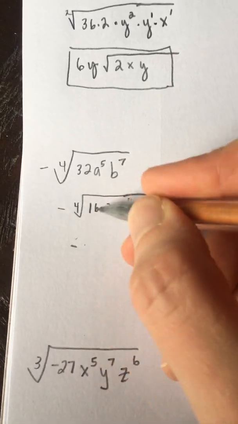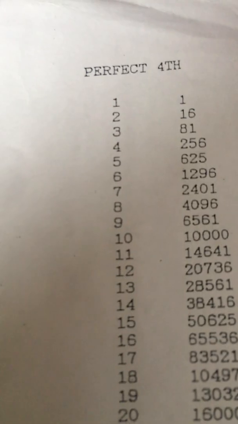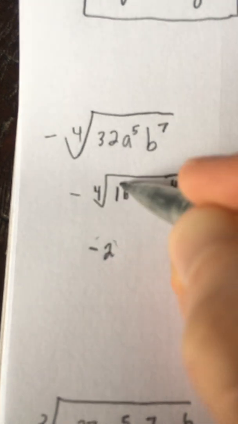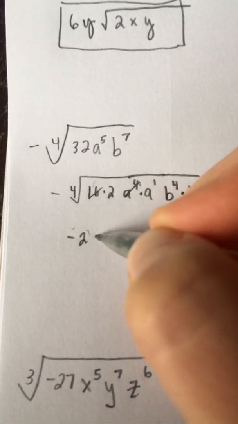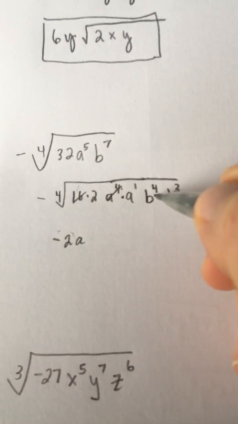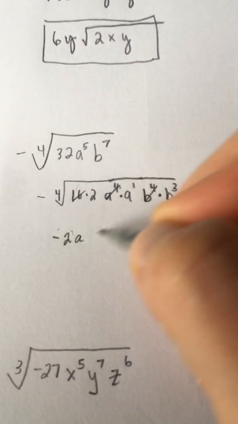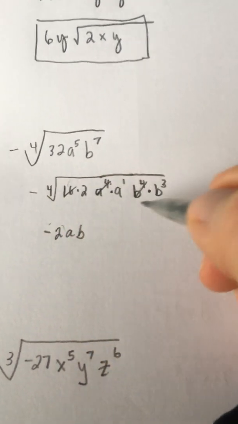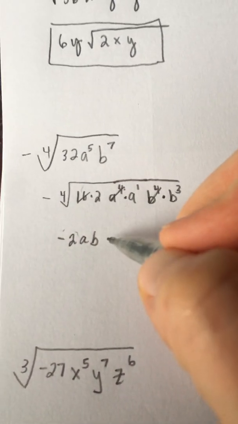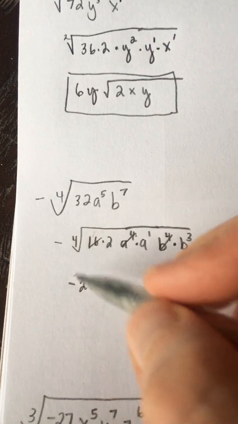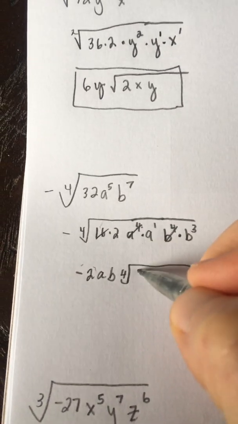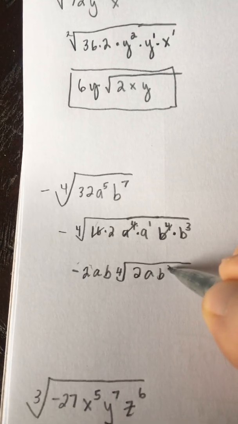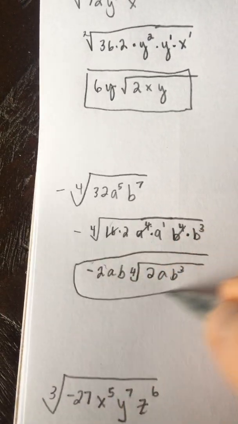Negative stays outside. What comes out? 16 comes out of the fourth root as 2. So 2 comes out. A to the fourth comes out. 4 divided by 4 comes out as something different. It's going to come out as an a. And b to the fourth comes out as b, because 4 divided by 4 is 1. Those were my perfects, with that along with the negative outside, so I just multiply with that. Keep my fourth root. I don't lose my index. I have a 2 and a b cubed left in the jail.